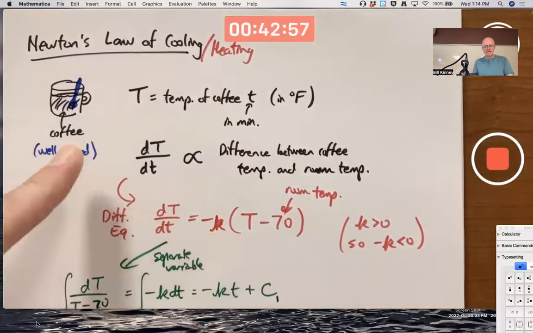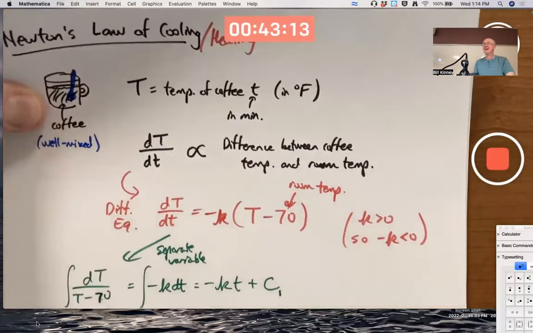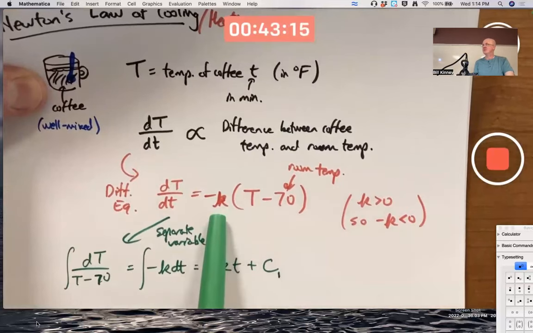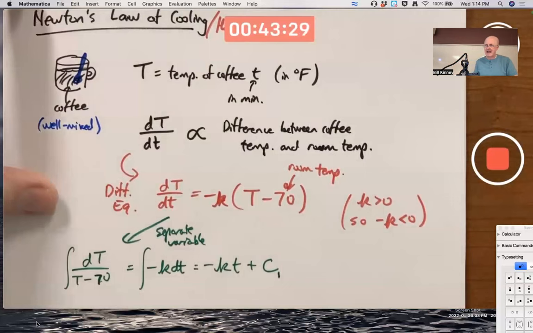K would depend on what is cooling. Is it coffee? Is it pure water? Is it mercury? Hopefully not mercury. Don't drink mercury. Or something else. Formaldehyde. No, don't drink formaldehyde. The liquid itself determines what k is. It's related to, what's the official word for this? Thermal diffusivity or something like that. How fast does a liquid cool? It's related to that.